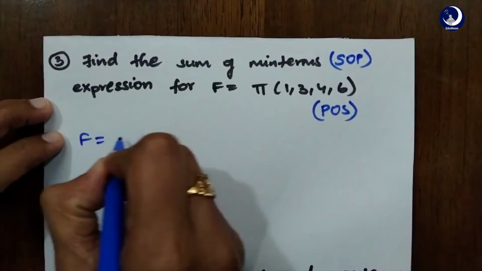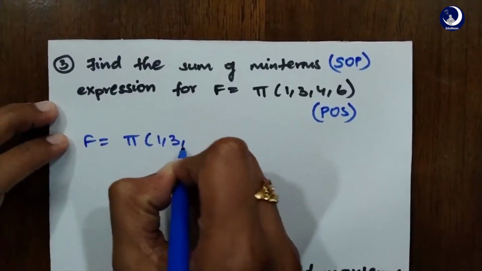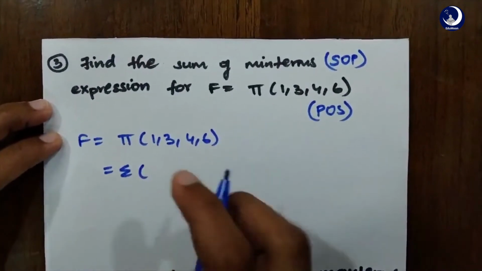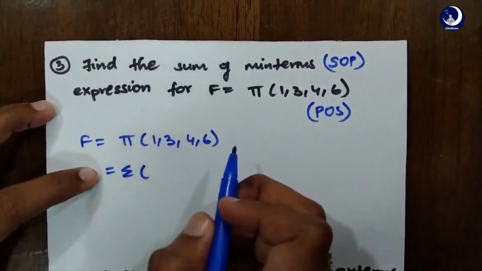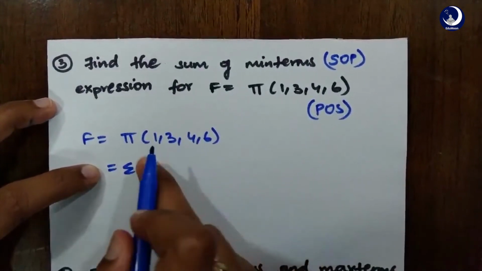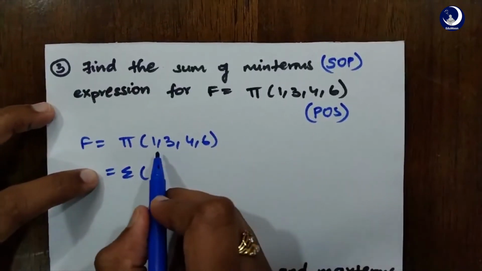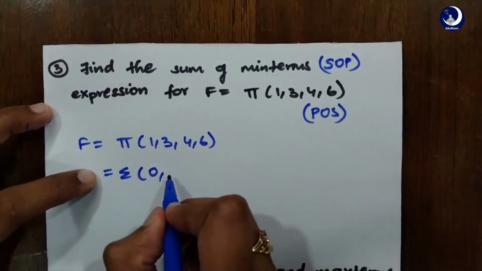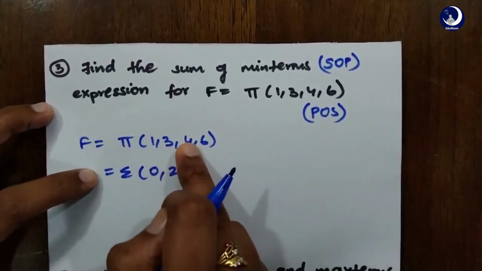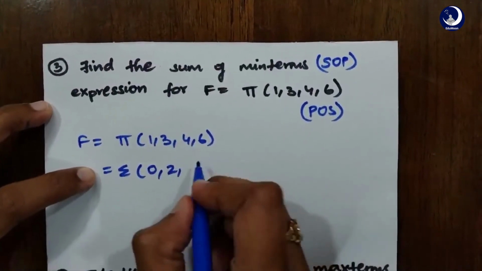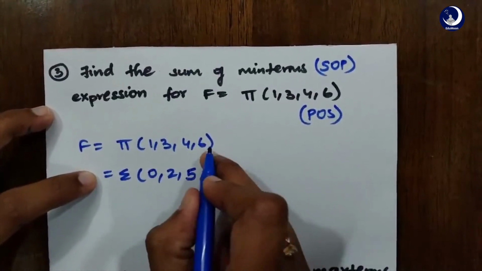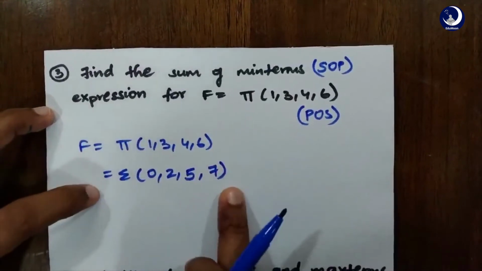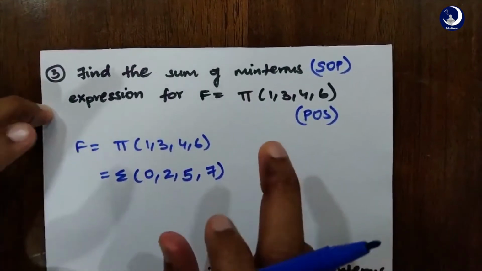For example, f equals pi of 1, 3, 4, 6, then its sigma will be all the missing terms. Where are the missing terms? It is usually from 0 to 7. 0 is a missing one here, so it's a 0. 1 is there. Now 2 is a missing term, so 2. 3 is there. 4 is there. 5 is a missing term, so 5. And next 7 is a missing term. So this will be your sigma. Whenever pi is given, you can find the sigma, and whenever sigma is given, you can find your pi.